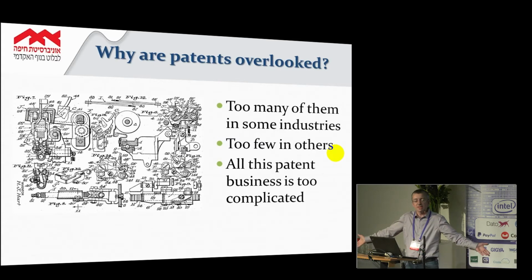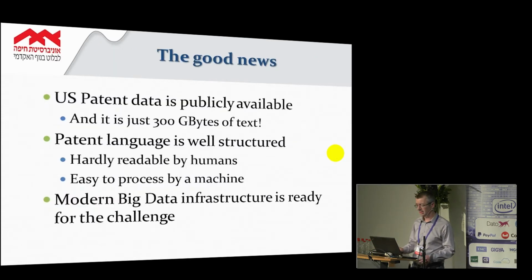And the basic question is just very complex. You can't really read this patent. You can't understand what's going on out there. This is the big trouble. The good news is that all the patent data is publicly available, at least the USPTO patent data, the data of the American Patent Office. And this is just 300 gigabytes of data. Yeah, it's kind of biggish. It's not really big data, if you think about it.